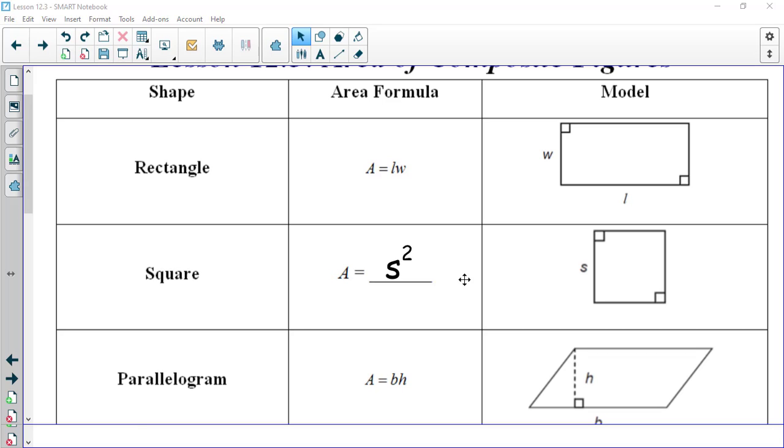We already talked about the area of a rectangle. It's length times width or base times height. Keep in mind this is an L right here, not a 1. I know it looks a lot like the number 1, but that is in fact an L.